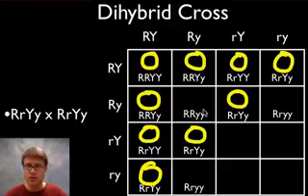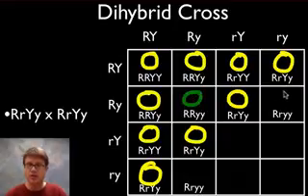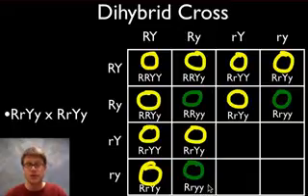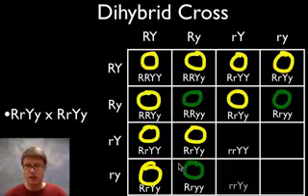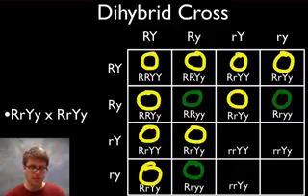Well, the next ones are going to be round and green, so let me get a different color. So these ones are going to be round and green because the round is dominant, but they don't have the dominant for the yellow, so they're not going to be yellow. Let's add the next ones. So these ones are going to be wrinkled and yellow. So again, I got to get a different pen. So these ones are going to be wrinkled and yellow.